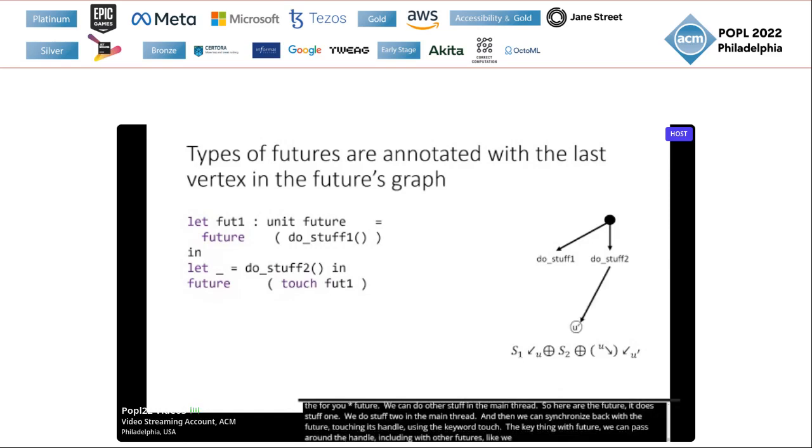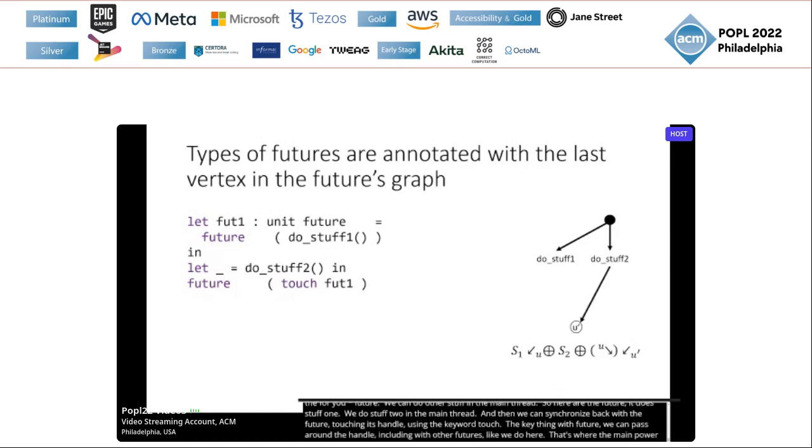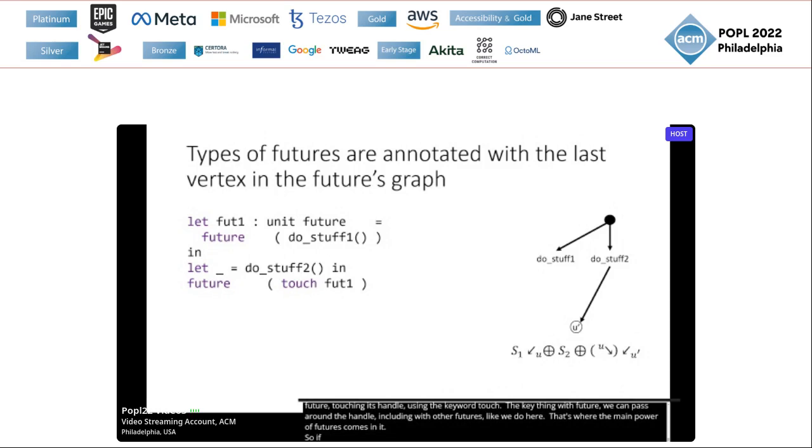So if u prime is this new future that we spawn at the bottom here, where do we add this edge, indicating that we now synchronize back with stuff 1? Well, it's not clear, locally at least, where to add this edge. So we need to know the actual vertex in the graph that ends this stuff 1 future so that we can add an edge.